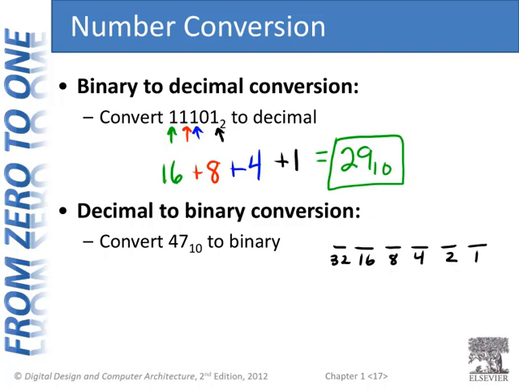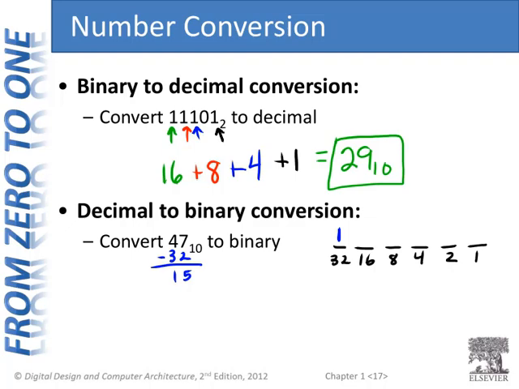And we put a 1 in the largest power of 2 that still fits in 47. So we don't go up to the 64's place here, because that would be too big. But we put a 1 in the largest power of 2 that fits. So we have 32 taken care of. What do we have left? We have 15.